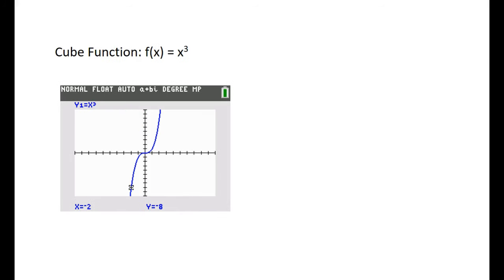Here's the cubing function. And since when we cube a negative number, we get out a negative number, that means when I put in a number like negative 2 for x, I'm going to get out negative 8 for y. So there's that point there. And of course, positive 2 cubed gives me positive 8. So there's that point there. So this is in the third quadrant and the first quadrant, and it actually has origin symmetry.